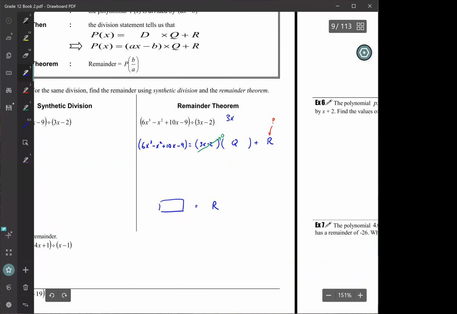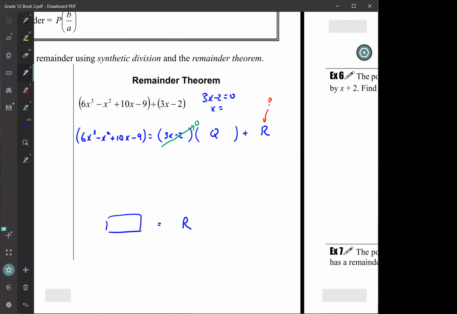Okay, so we do it on the side. I want 3x minus 2 equal to 0. So x must be what? Donna? 2/3. Yeah, x has to be 2/3. Okay, when x equals 2/3, then the divisor will disappear. And when divisor is 0, then q times 0, quotient times 0, will be gone. Okay, so we are going to sub x as 2/3.